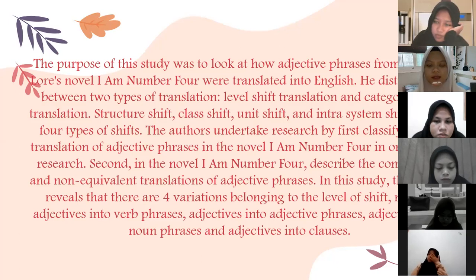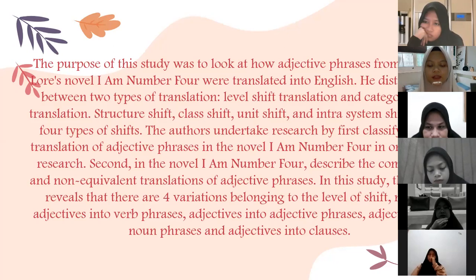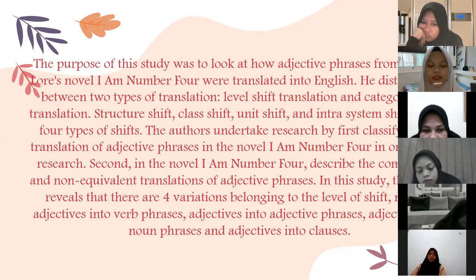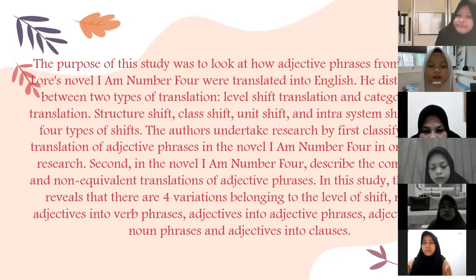The author undertakes the research by first classifying the translations of adjective phrases in the novel I Am Number 4. Second, in the novel I Am Number 4, describe the equivalent and non-equivalent translations of adjective phrases. In this study, the author reveals that there are variations belonging to the level of shifts, namely adjectives into verb phrases, adjective into adjective phrases, adjective into noun phrases, and adjectives into clauses.